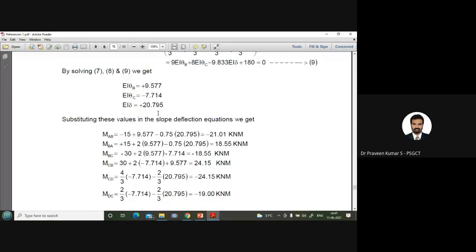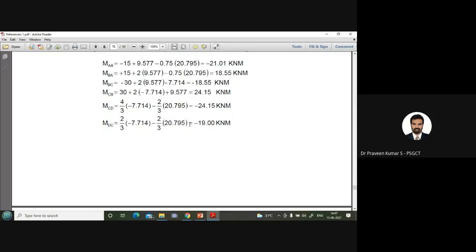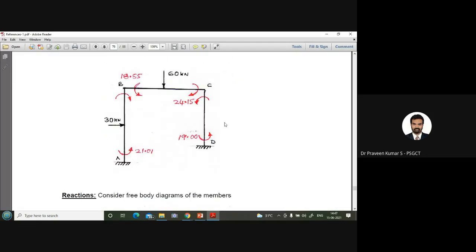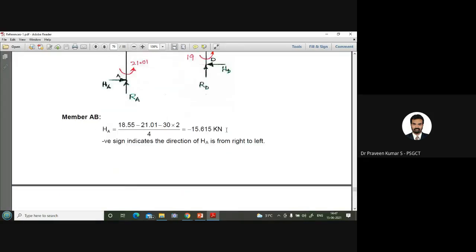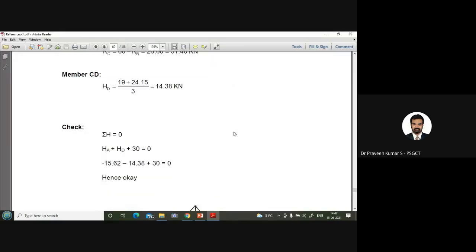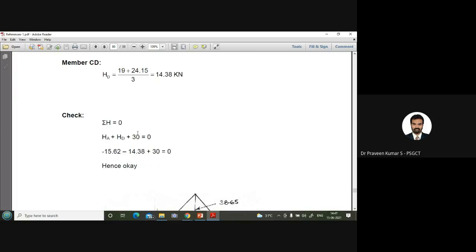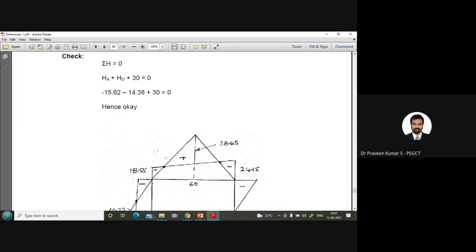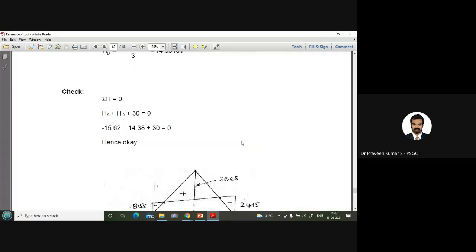So if you substitute these values in your slope deflection equations, you will get the moments. So these are the moments. You can see what the reactions are and draw the bending moments. The reactions are to be found at A, AB, BC and CD. So you can check sigma x is equal to zero. Once you find your HA and HD, it should be equal to zero. So draw the bending moment. So that's all about the tutorial problem.